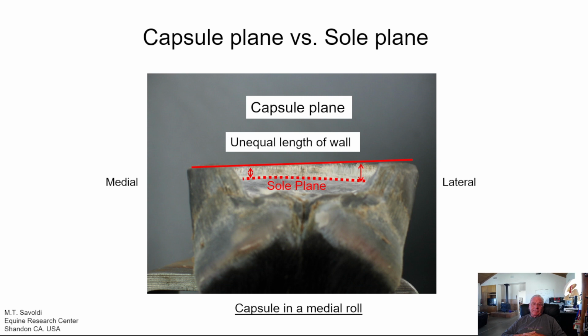Now there are a lot of different trimming techniques, but I haven't really heard someone talk about the trimming technique that they use and then explain how the horse is standing on its foot based on that technique. And that's something that should be well understood, is how is the horse standing on its foot? Note, the sole plane is not in balance with the capsule.